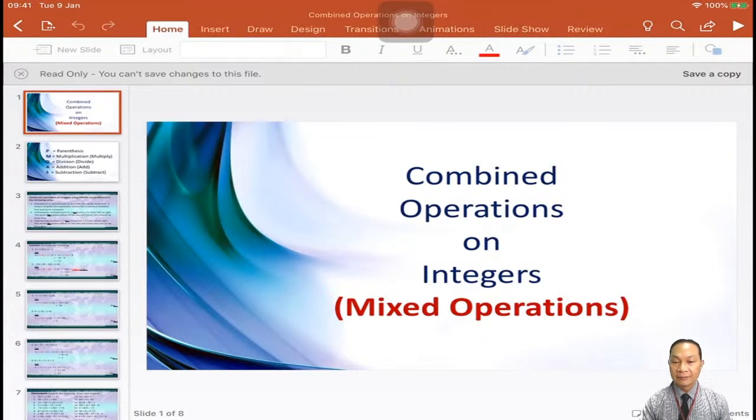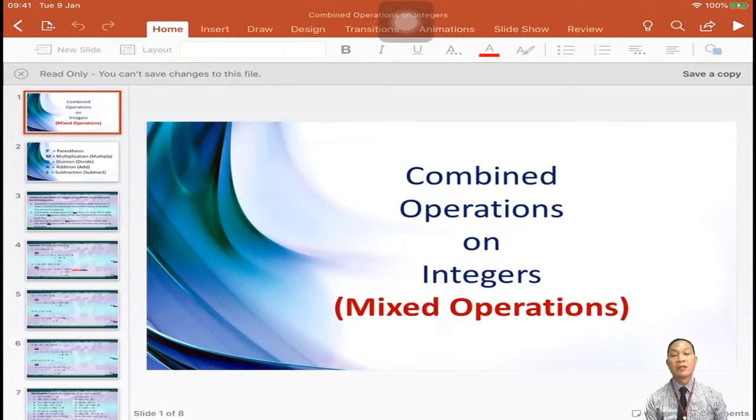And then we have, as I said, our lesson for today is combined operations on integers, or the other term for this is mixed operations. I will keep on reading some of your comments, but I have to discuss our lesson for today first.